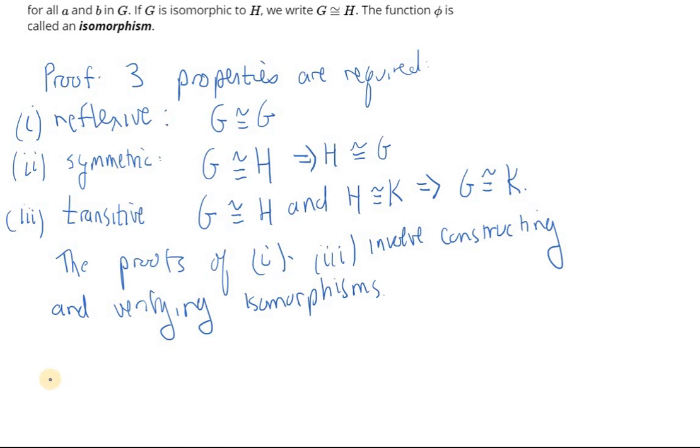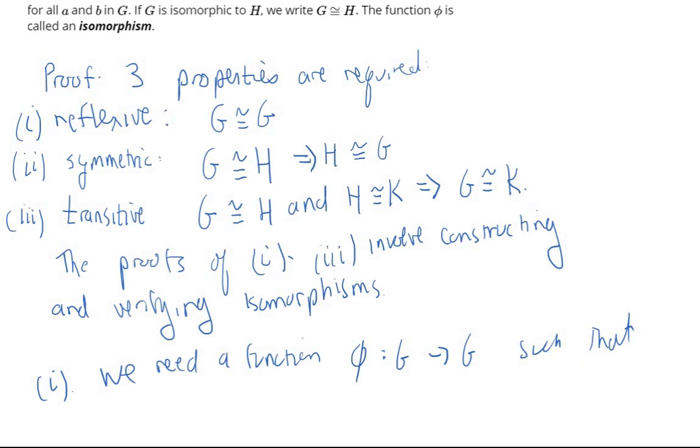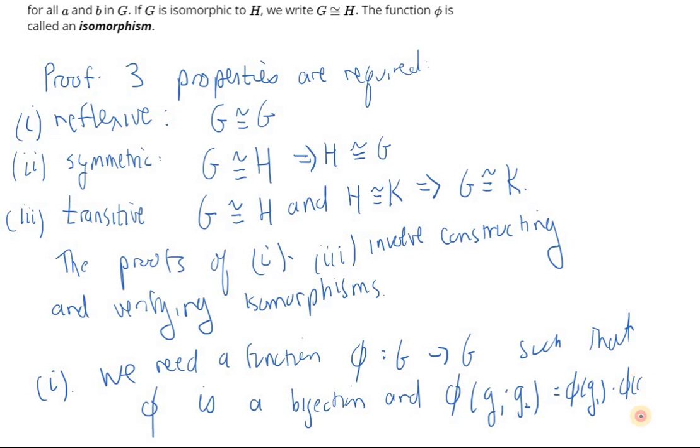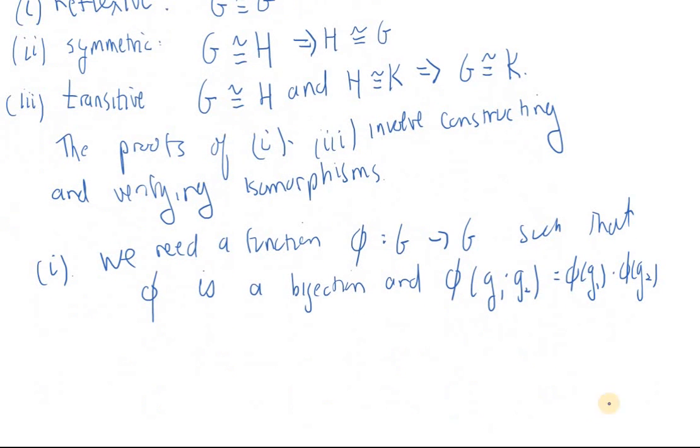Okay, so for part 1, for instance, what we need to show is that G is isomorphic to G. We need a map, we need a function, we've been calling it phi, from G to G, such that phi is a bijection and phi of G1 dot G2 is equal to phi of G1 dot phi of G2. All right, so this is a function from the group to itself, and it preserves operation.